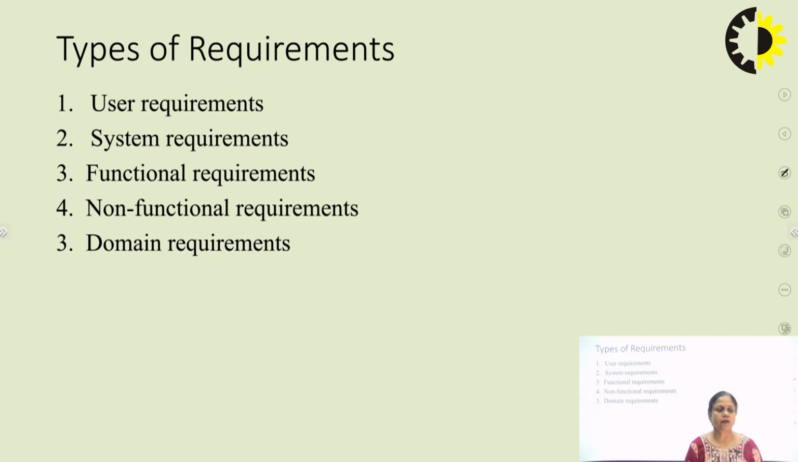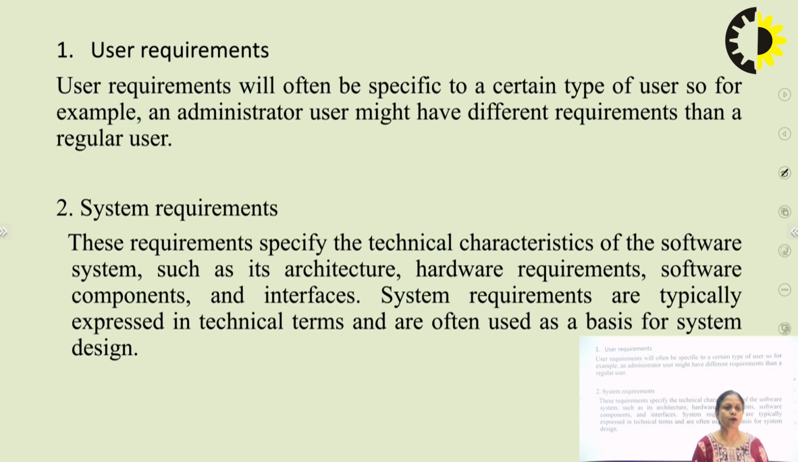Now, first we will understand the meaning of user requirement. User requirements are those requirements which have some different types of functionality. For example, if a user is an administrator, this user is a different or special user from the regular user. So, there can be different types of users and the requirements will be different for each and every user. So, we should understand what types of users we have.